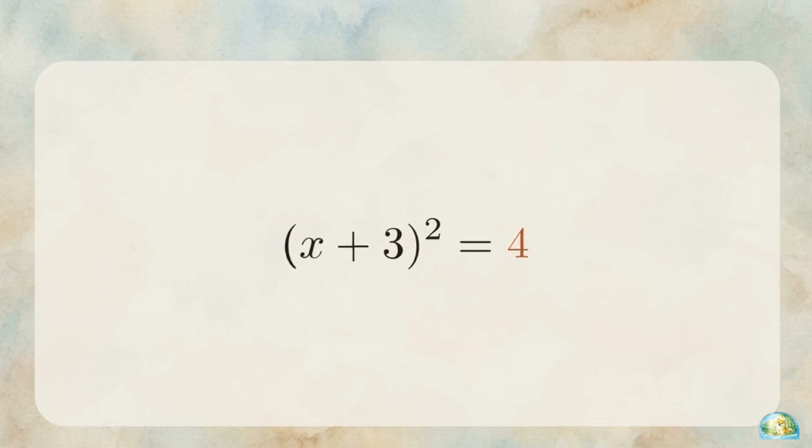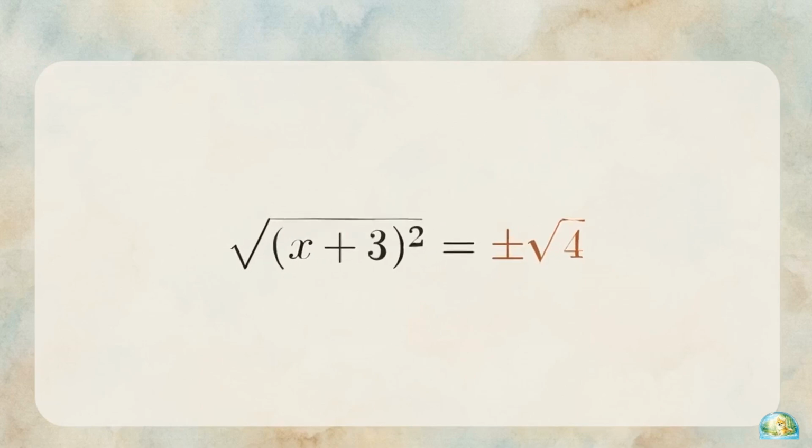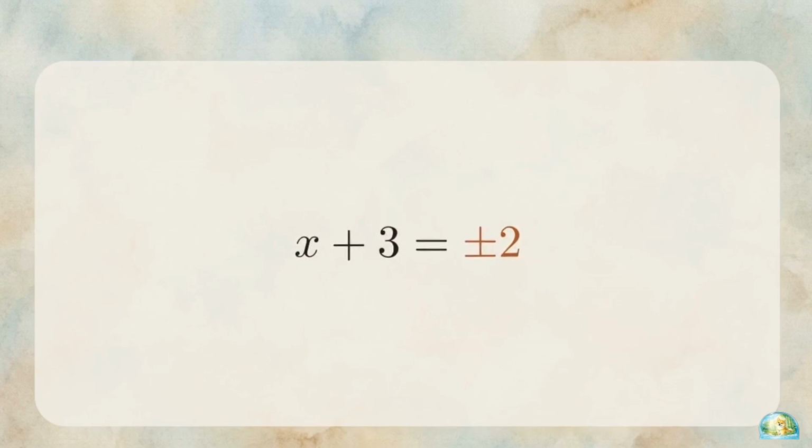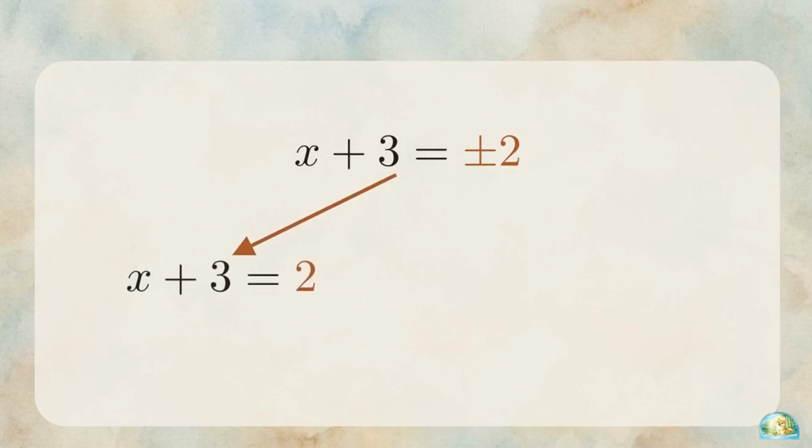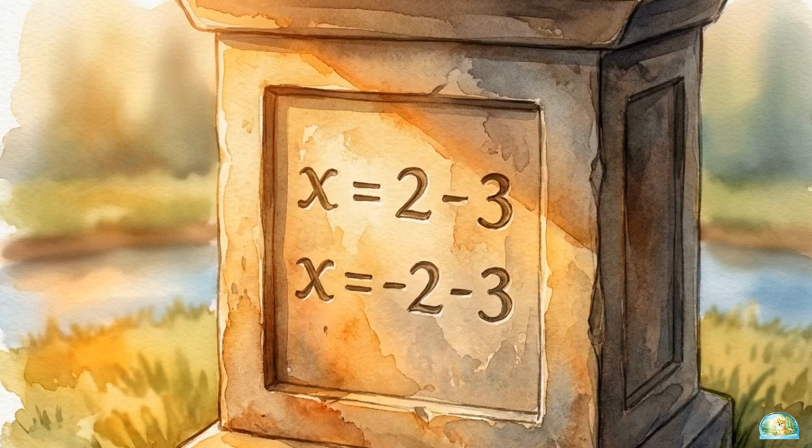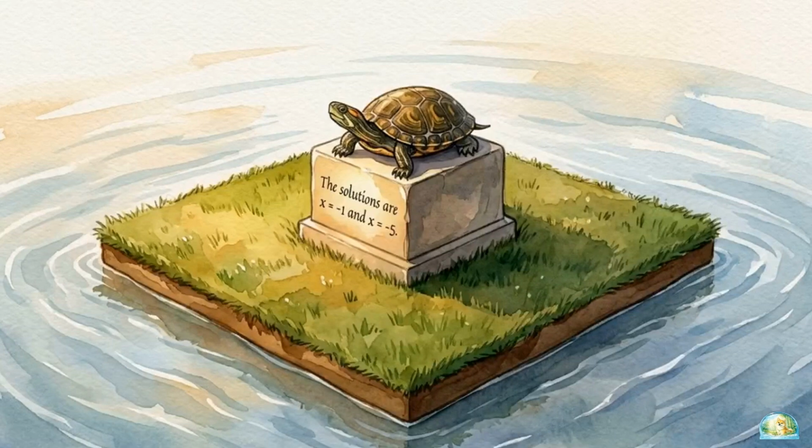Taking the square root of both sides removes the exponent, leading to two possibilities. X plus 3 equals 2, or x plus 3 equals negative 2. Subtracting 3 from both sides isolates our final values for x. Reorganizing the equation provides a path forward when simple factoring fails.